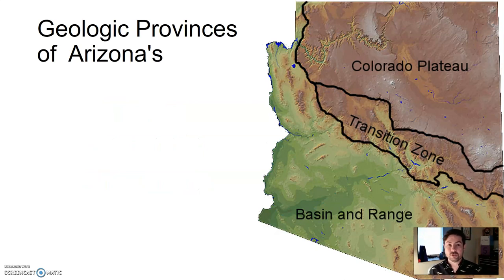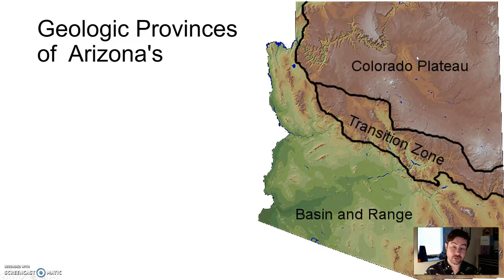So there are three different geologic provinces of Arizona. One is the Basin and Range province. That's where Phoenix, Avondale, Tucson, Kingman, and Yuma are. Then the Colorado Plateau, places like Flagstaff. And the transition zones, where you get Prescott, Show Low, things like that. The Basin and Range province we'll talk about more momentarily.